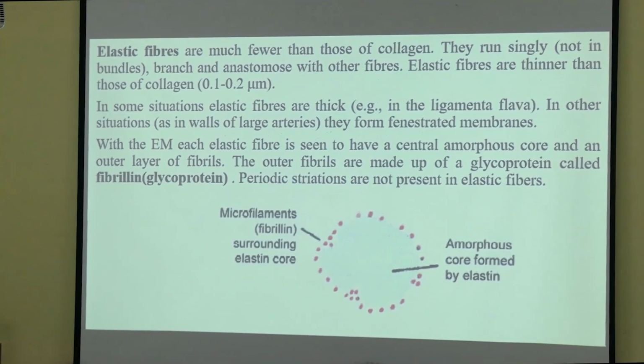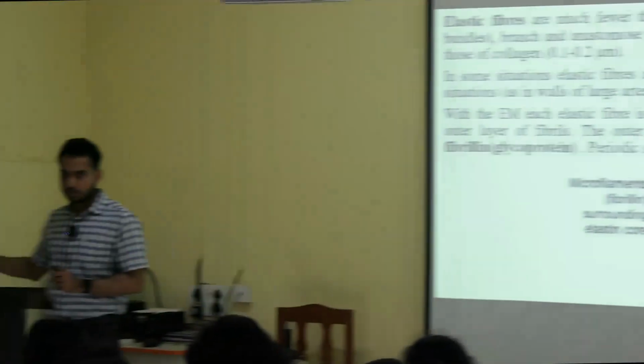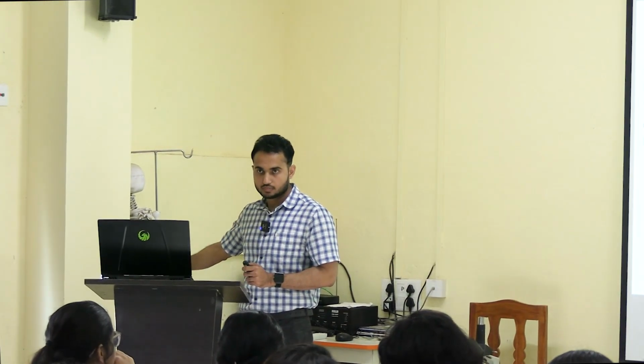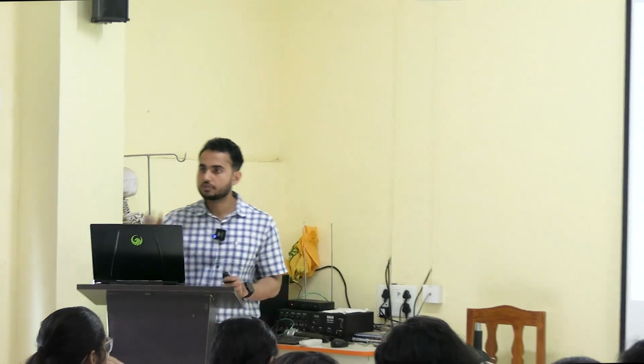You have seen the skeleton, right? Everyone, in skeleton you have seen the vertebral column. The vertebral column is made up of vertebrae. So in between the vertebrae, different ligaments are there. Among them, one is the ligamentum flava. In that case, the fibers are thick. Next, fenestrated membranes means the membrane which is formed having small microscopic pores, tiny pores. Those are called fenestrated membranes.